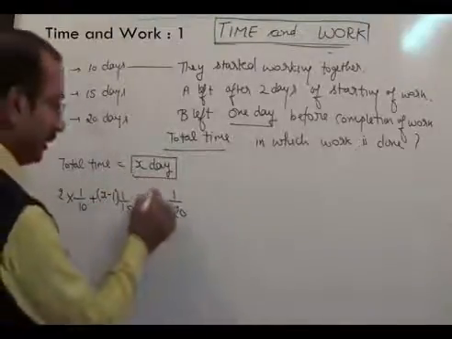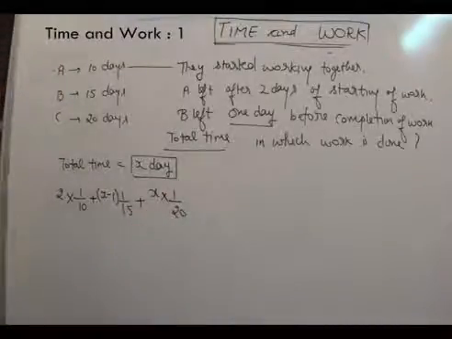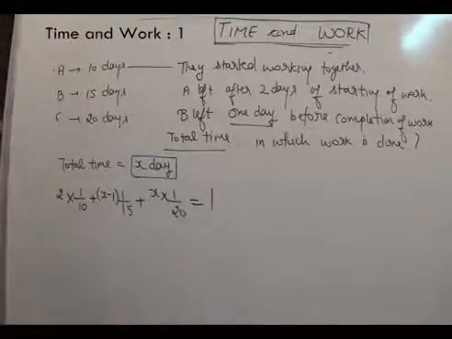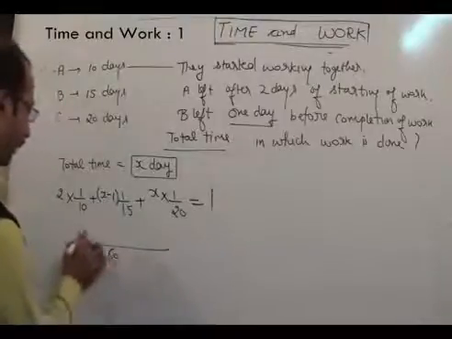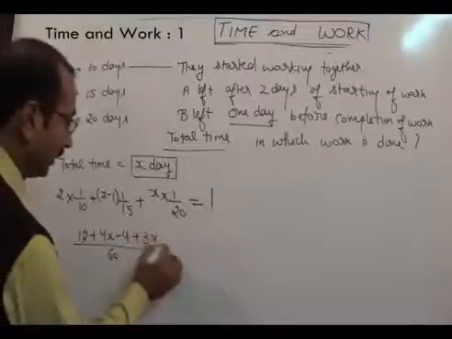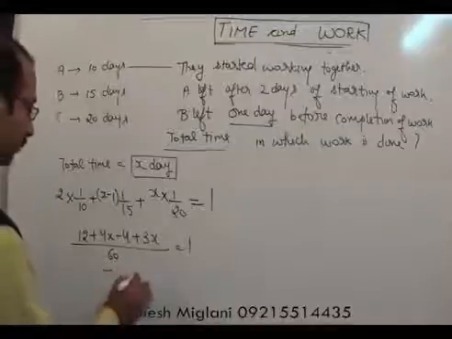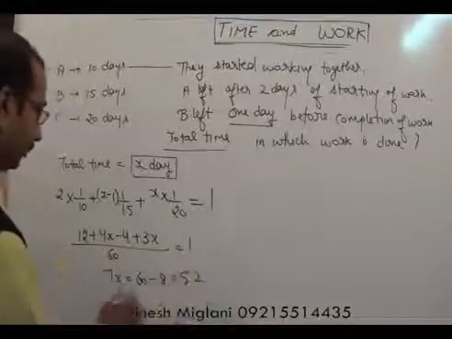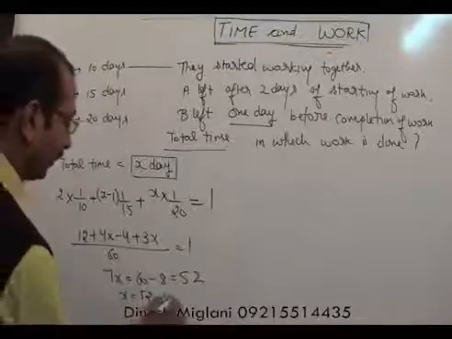It means C has worked for X days, and work contributed by C is X upon 20, and total work is equal to 1. Right? Just take LCM. LCM is 60. It will give you 12 plus 4x minus 4 plus 3x equal to 60. 4x plus 3x, 7x equal to 60 minus 8, or I can say 52, and x is equal to 52 upon 7 days. It becomes your answer.